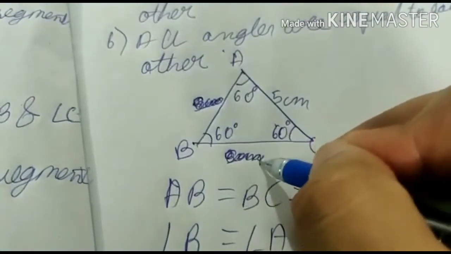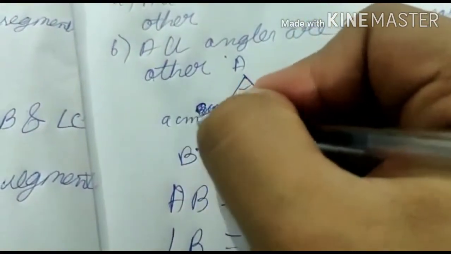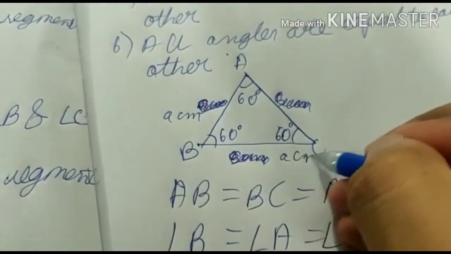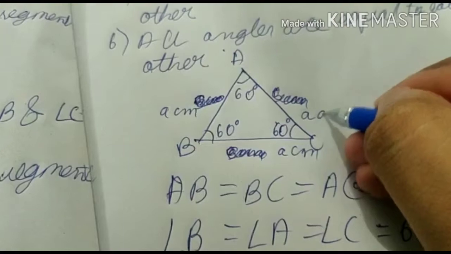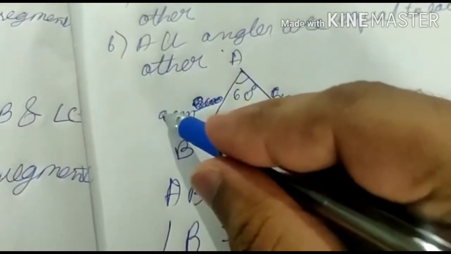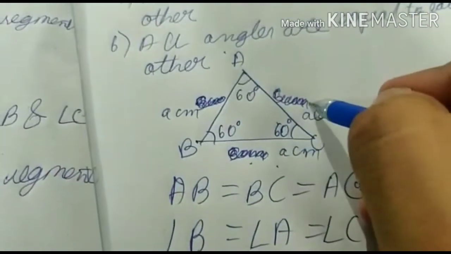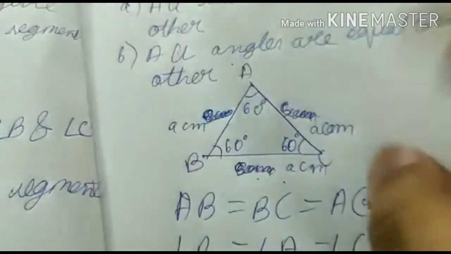It was just an example. Like if it is A centimeter, then it will also be A centimeter. This will also be A centimeter. A is a number. If A is 5 here, then this is also 5, this is also 5. If A is 11 here, it is also 11, it is also 11. It is a general value A.